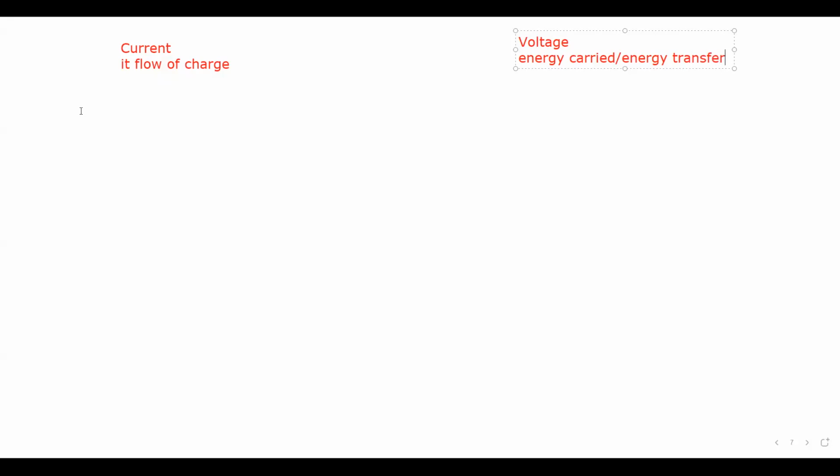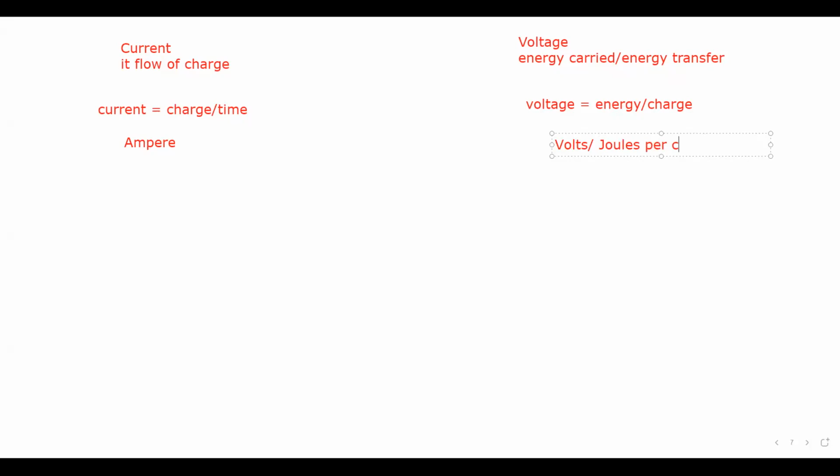If we want to calculate the current, current is equal to charge divided by time. If we want to calculate the voltage, voltage is work done, or energy, divided by the total number of charges. The SI unit of the current is ampere. The unit of voltage is volts, which you can denote by V, or you can also say joules per coulomb.